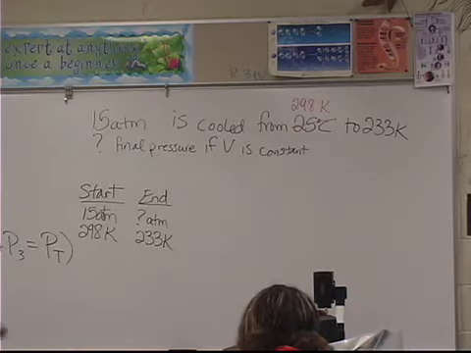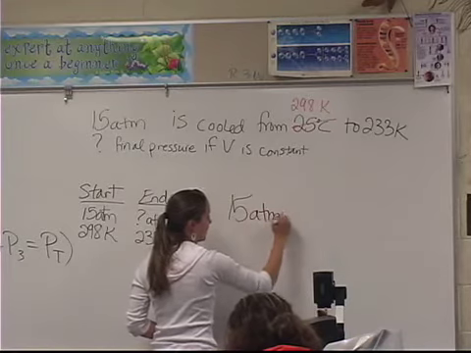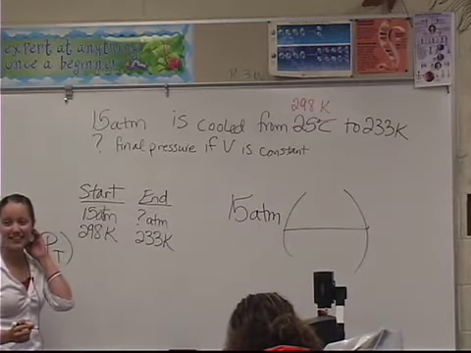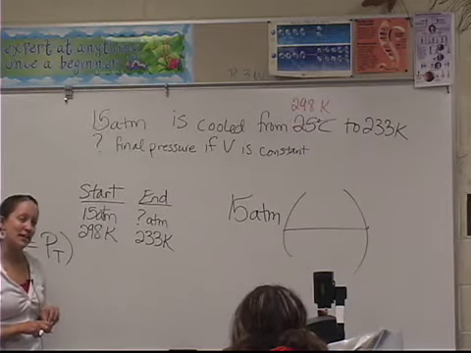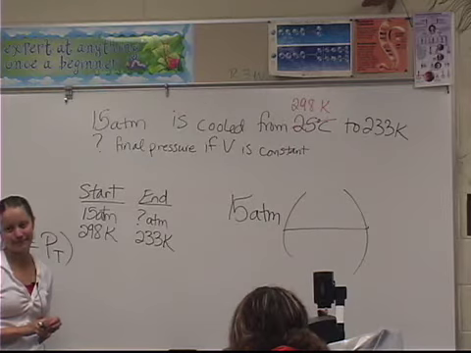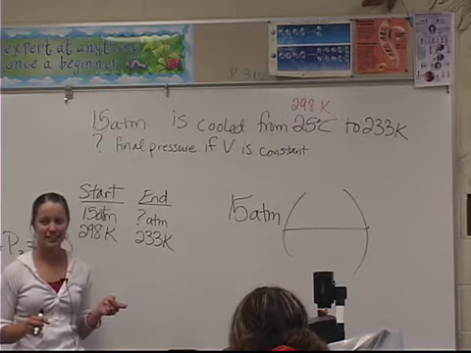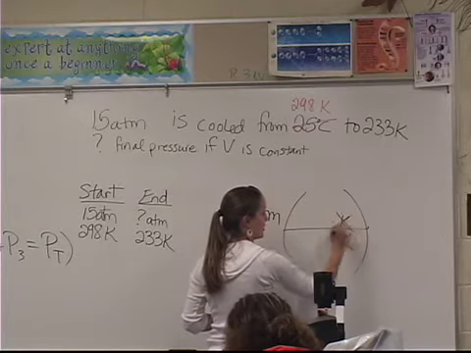Okay. So we're going to have 15 atm. What goes on the bottom? What label goes on the bottom? Kelvin. Why don't we put atm on the bottom? Because we want it to stay there. We don't want it to cancel. So we want the 2 Kelvins to cancel. So Kelvin on top, Kelvin on the bottom, so that they cancel out.